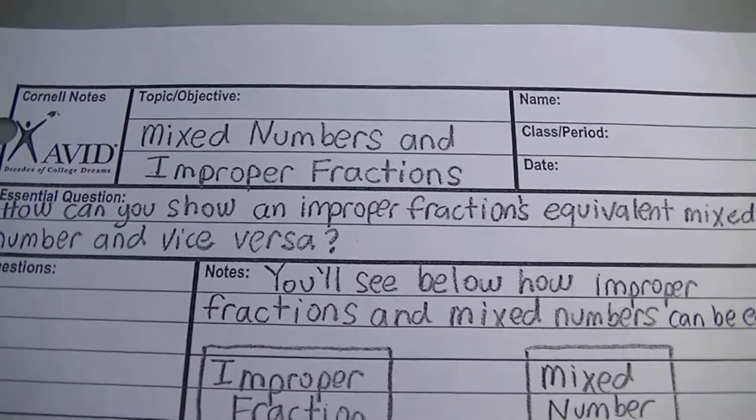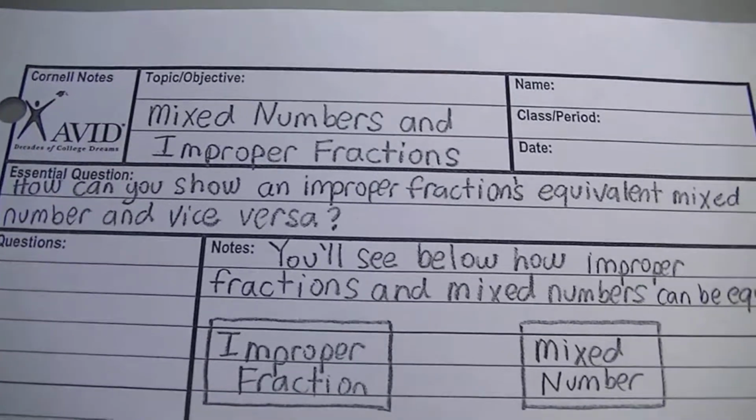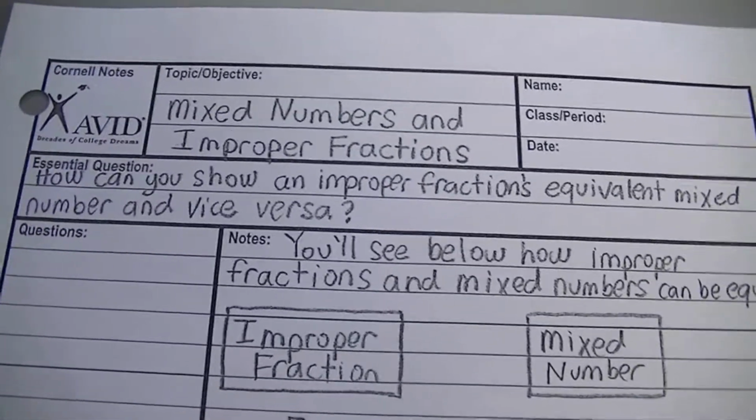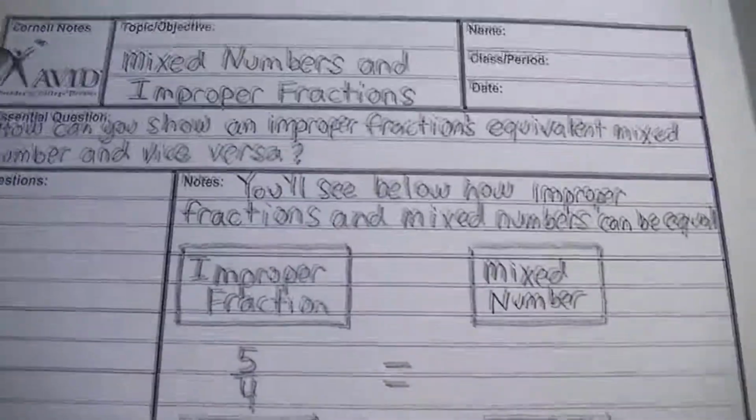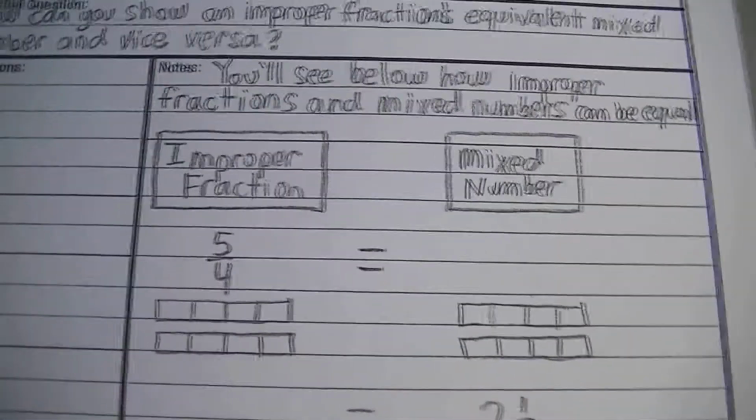Our topic today has to do with mixed numbers and improper fractions. Essential question: how can you show an improper fraction's equivalent mixed number and vice versa? So you'll see below how improper fractions and mixed numbers can be equal.